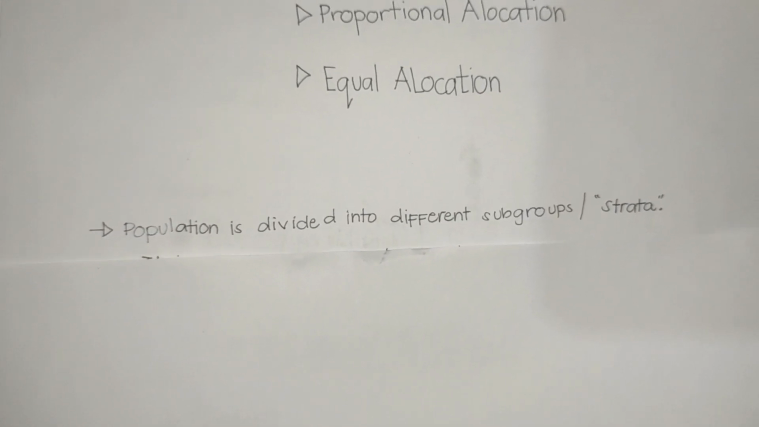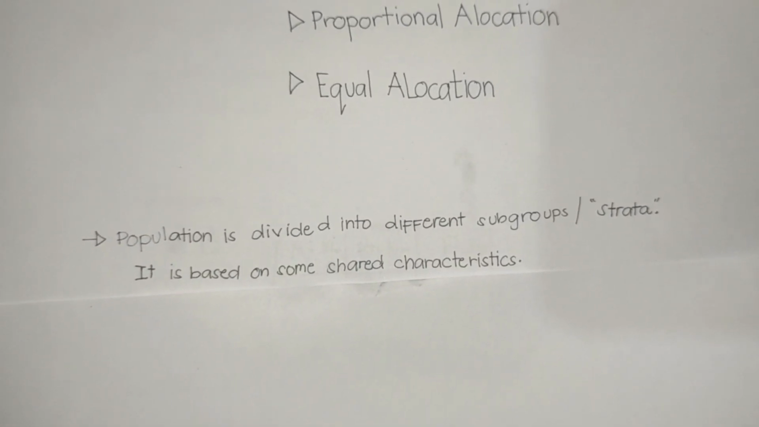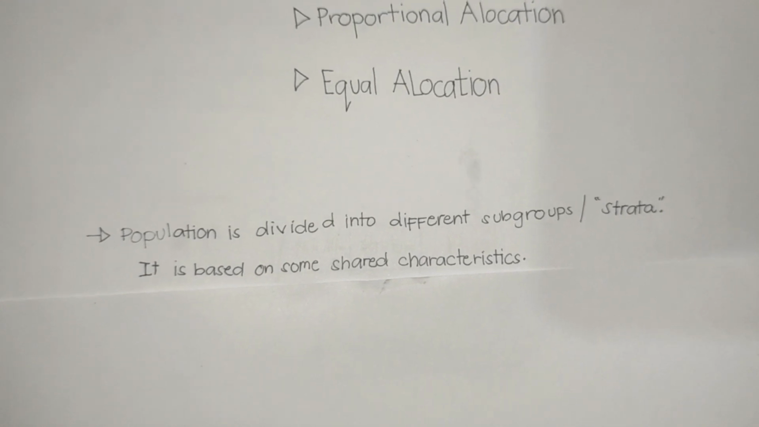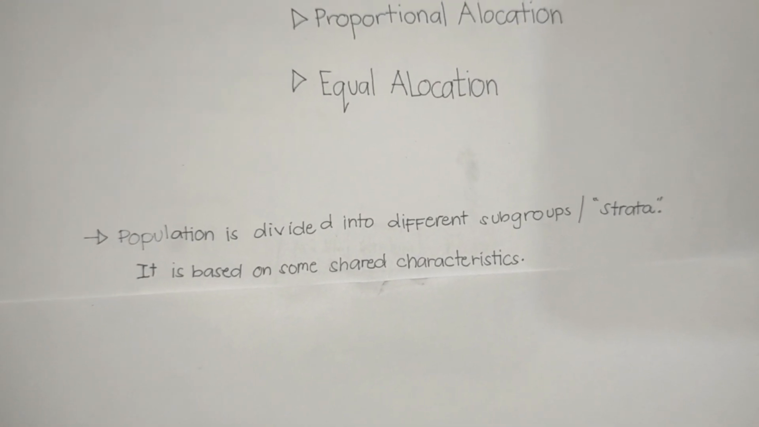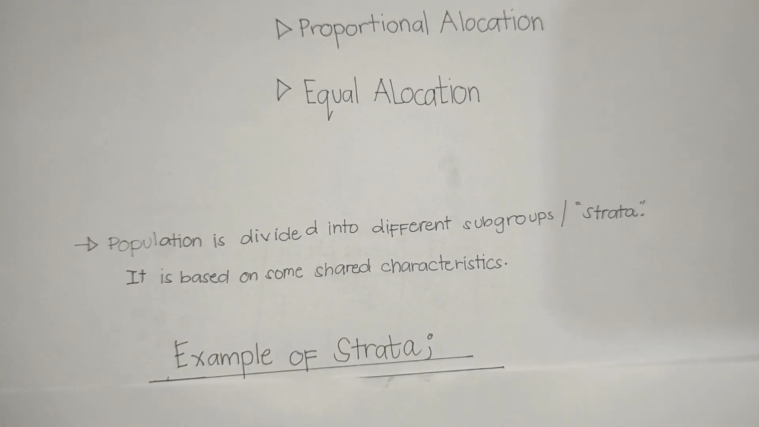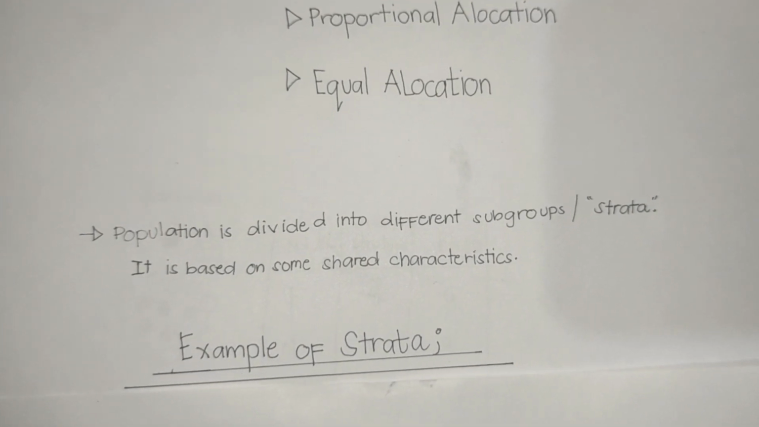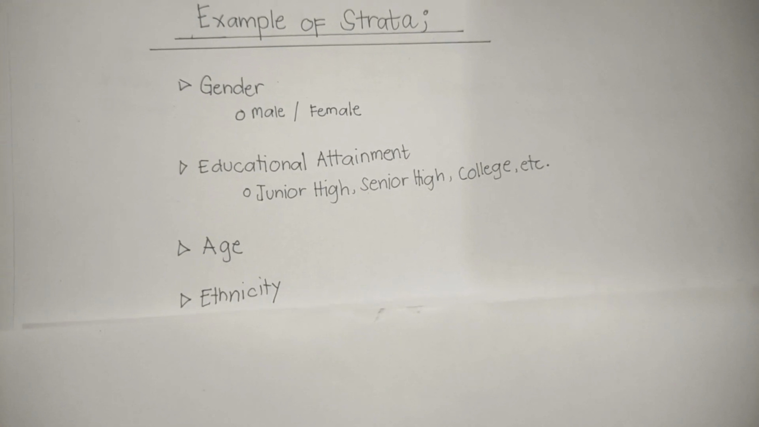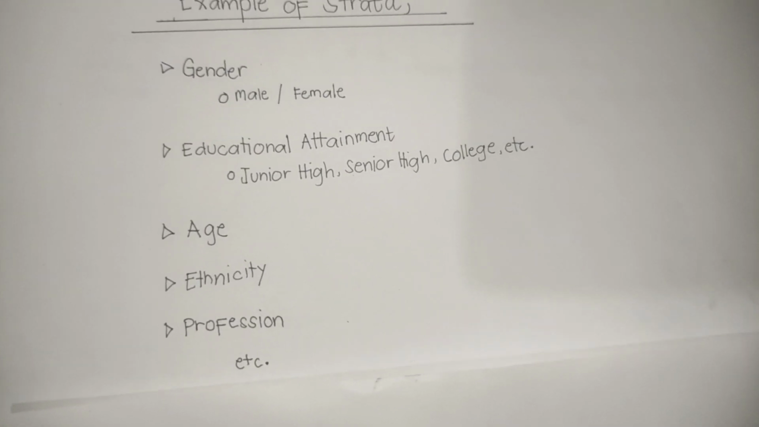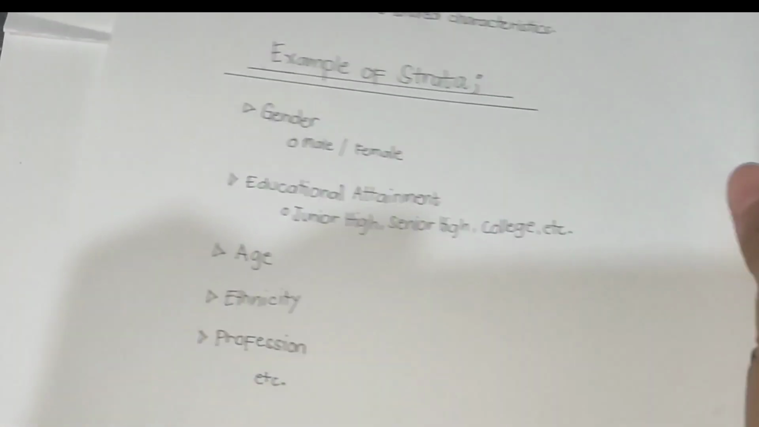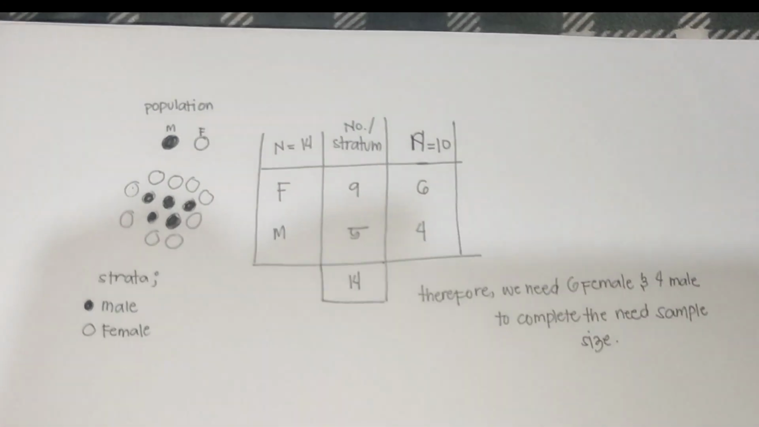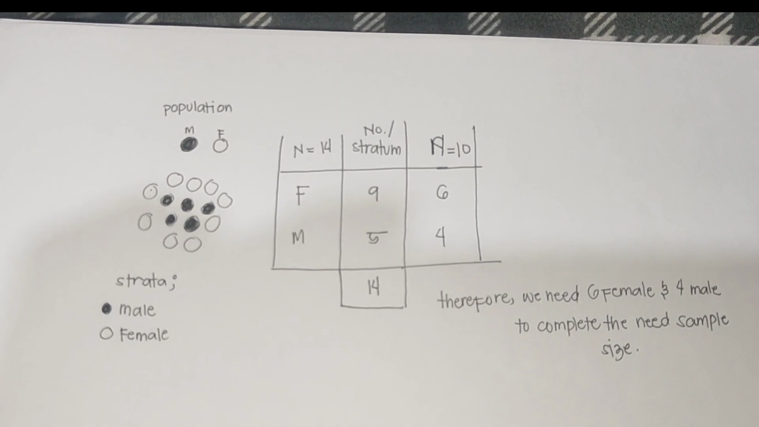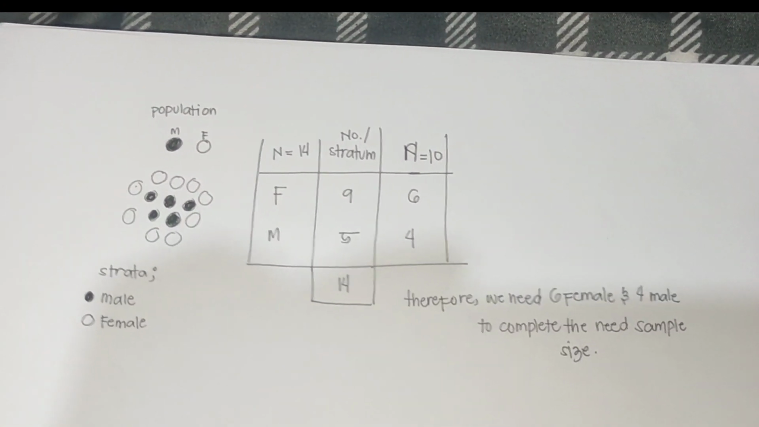It is a population that is divided into different subgroups or strata based on some shared characteristics. So we have here an example of strata. It can be gender, educational attainment, age, ethnicity, profession, etc. Now we'll proceed with a simple example of a stratified random sampling. We can see the whole example right here.